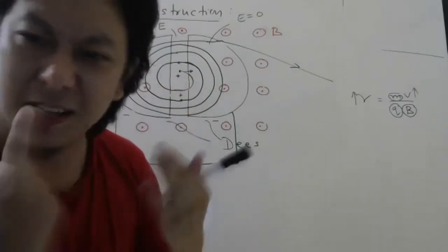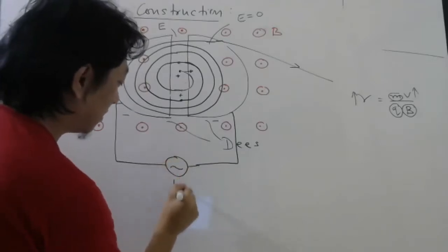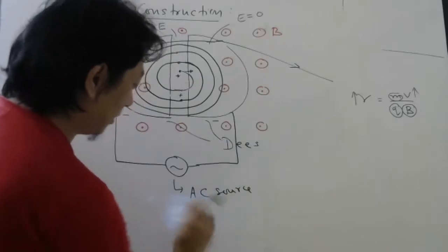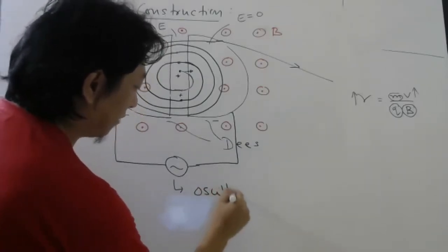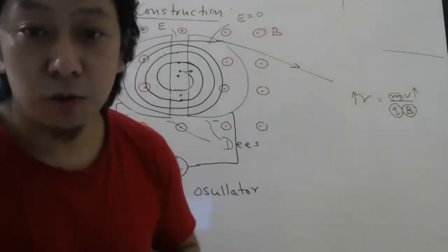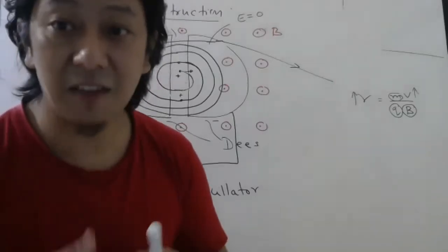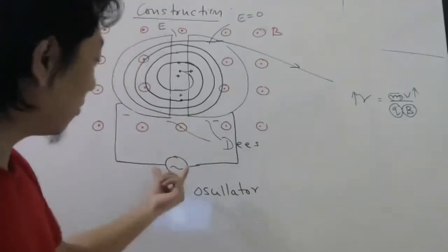How will I know? Simple, you will put here an AC source. So this is your AC source. It is also called an oscillator, a high frequency oscillator. So here you will put an oscillator whose potential difference keeps changing. About AC I will teach much later, but right now you should know that here we have to put an oscillator.